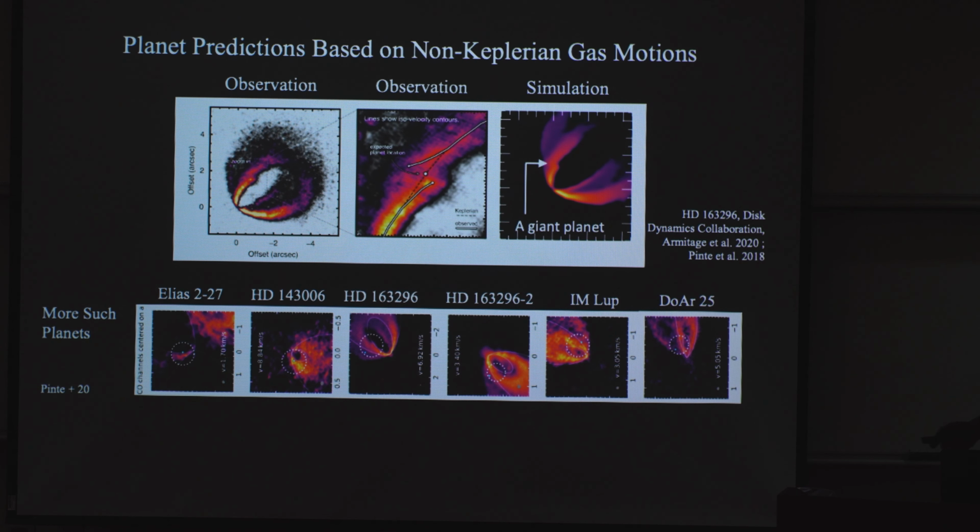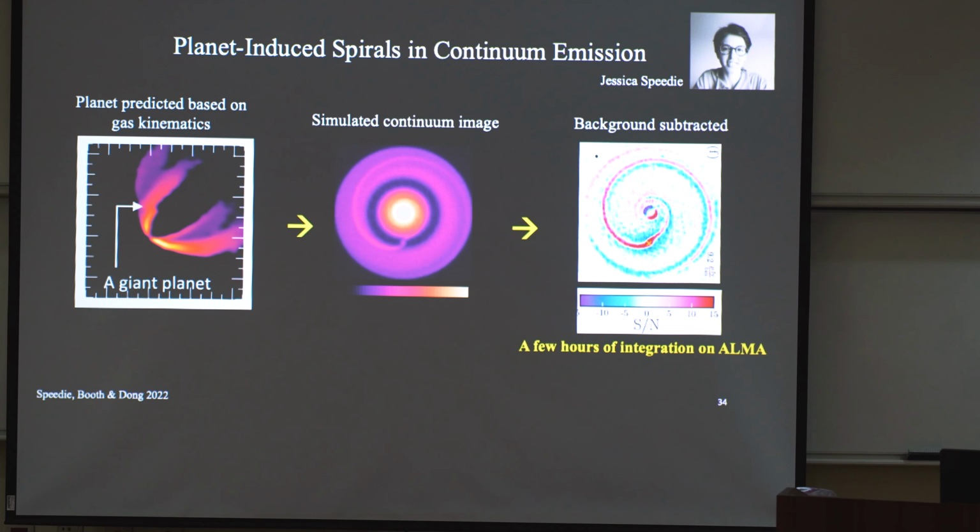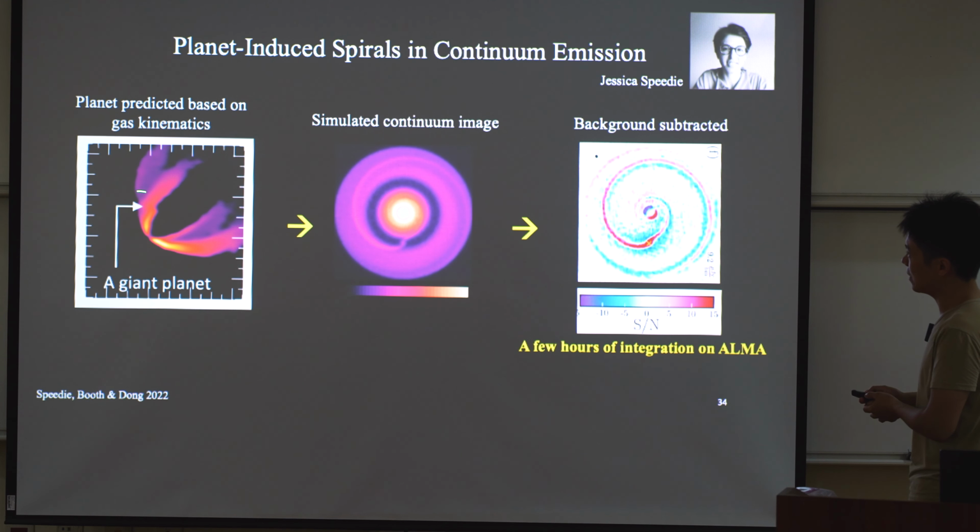These planets are all giant planets. They're multi-Jupiter mass. If they're really there, you expect them to open gaps and drive spirals. So you can look for these gaps and spirals, and if you don't find them, that means something is not working here, right? So my other graduate student, Jessica Speedy, decided to look into this. She took the information about the predicted giant planet in those kinematic signature systems and put that planet into her simulations and produced synthetic continuum emission maps.